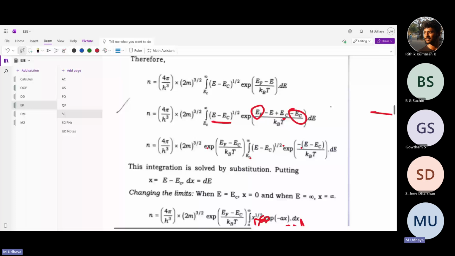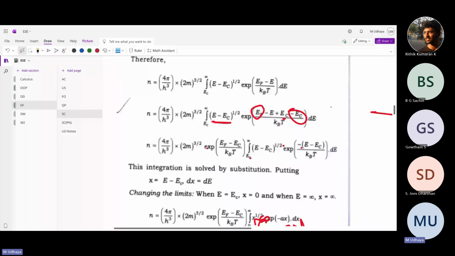So to take EF minus E, I will add something and I'll subtract something. In this case, I'm adding Ec and subtracting Ec. Let's understand what happens when I do this. I'm also doing this in such a way that I can solve this integral. Again, I told you there, to solve a second order differential equation, I don't know the exact procedure.